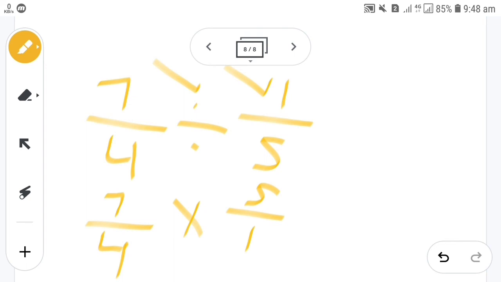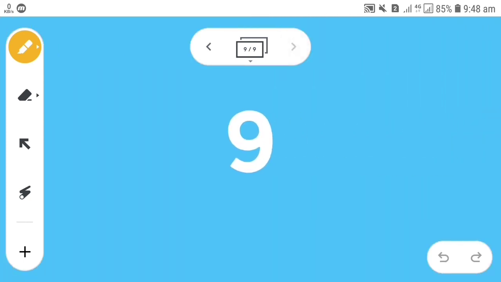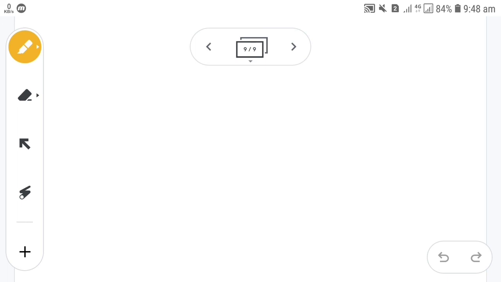Now this is multiplication, and we have to multiply numerator and we have to multiply denominator. 7 into 5, 35 by 4 into 1, 4. This is the answer. And now we are going to multiply a fraction by a number.